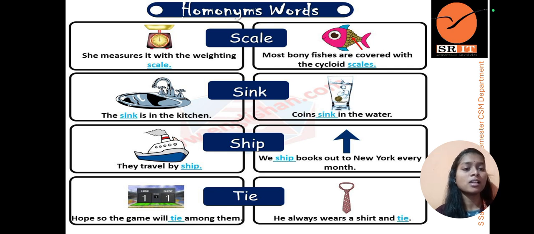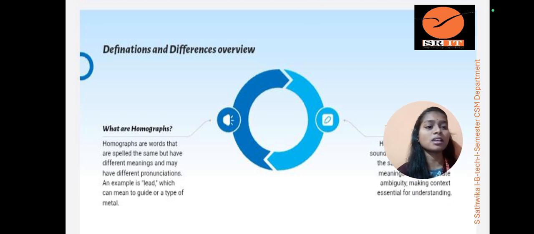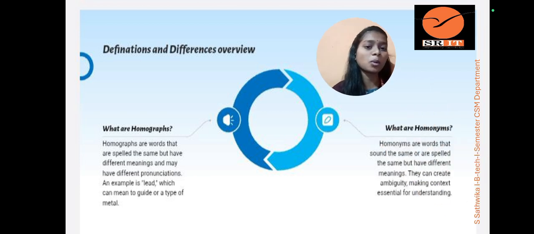Next, let's see the definitions and differences overview. What are homographs and what are homonyms? Here we can see the overview. Homographs are words that are spelled the same but have different meanings and may have different pronunciations. And homonyms are words that sound the same or are spelled the same but have different meanings. They can create ambiguity, making context essential for understanding.